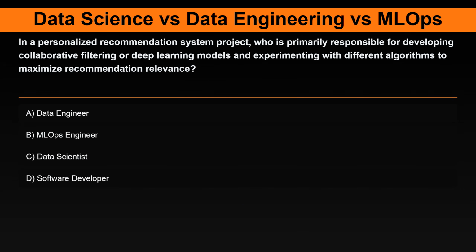Question 9. In a personalized recommendation system project, who is primarily responsible for developing collaborative filtering or deep learning models and experimenting with different algorithms to maximize recommendation relevance? Option A. Data engineer. Option B. MLOps engineer. Option C. Data scientist. Option D. Software developer.